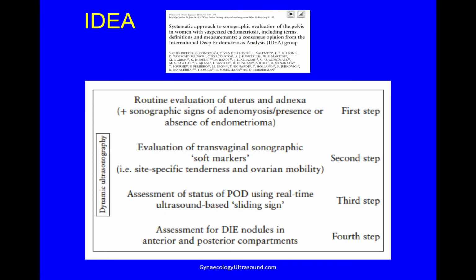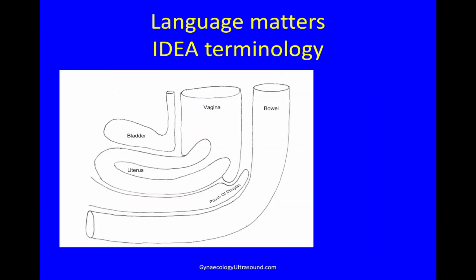The International Deep Endometriosis Analysis Group published this paper in 2016, and it gave us both a language for how to describe endometriosis as well as a system for how to perform such a scan, and these 4 steps can be done in any order.